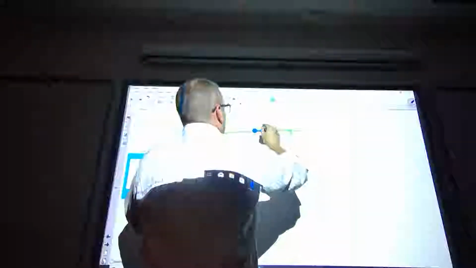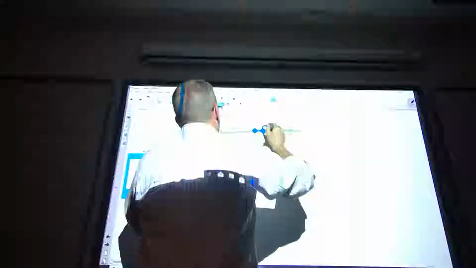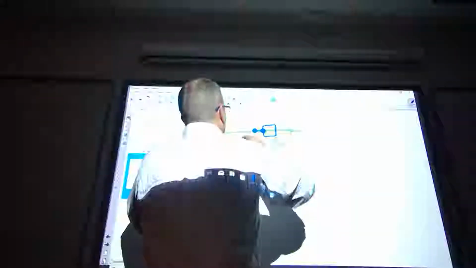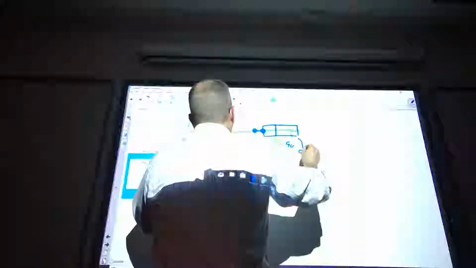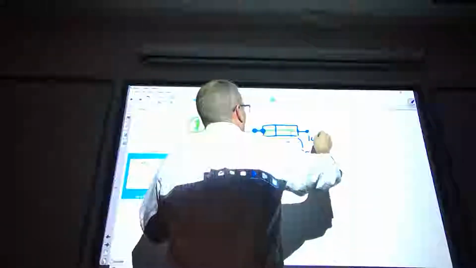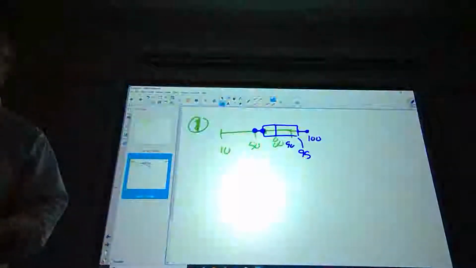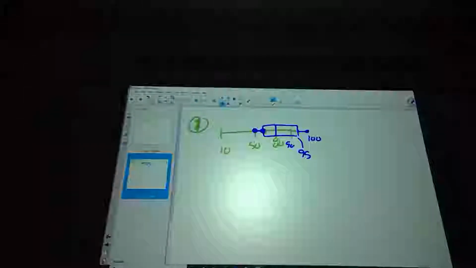Can you do all of it? I will. That's 70, that's 80, so this is kind of like this. I'm trying to make my box and whiskers as close as theirs. 90, 95. And that's like 100 out there. Okay, so that's problem number 1. So problem number 1 kind of has this box and whiskers that looks like this.